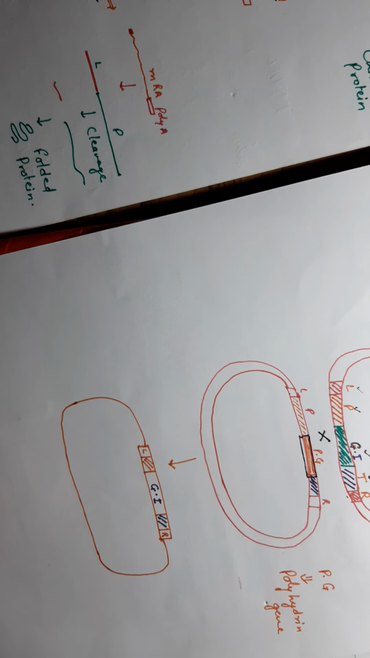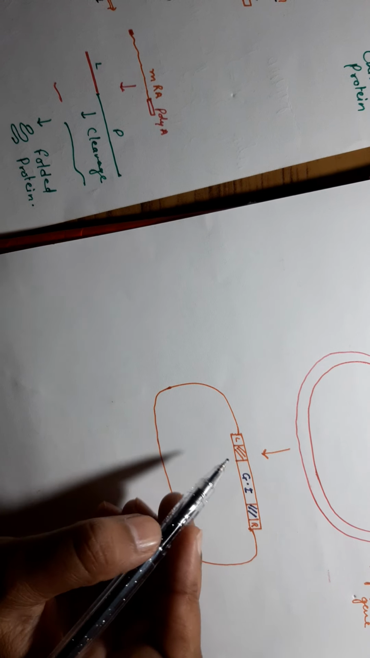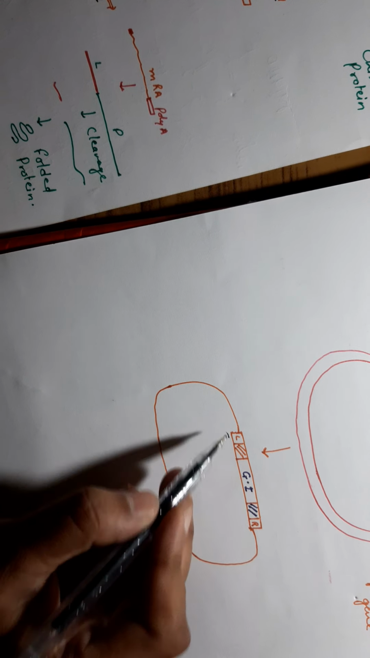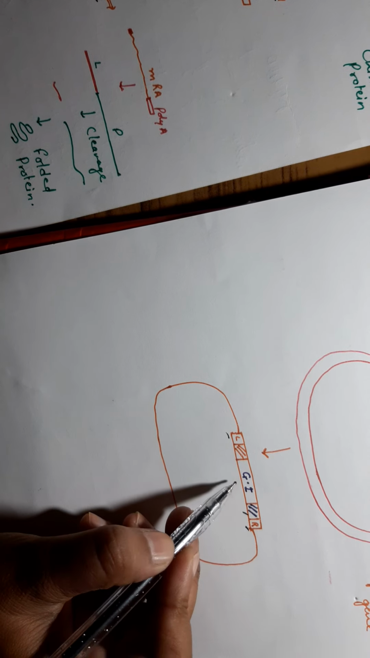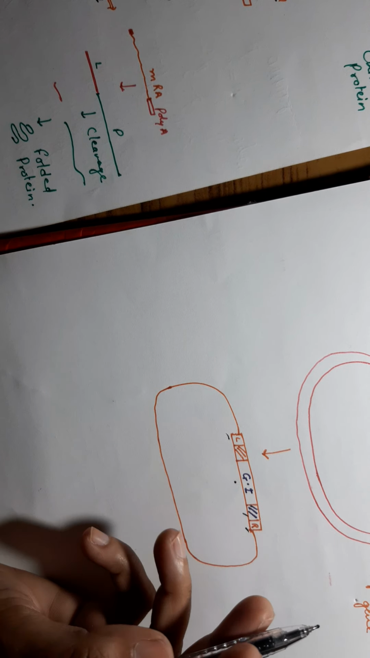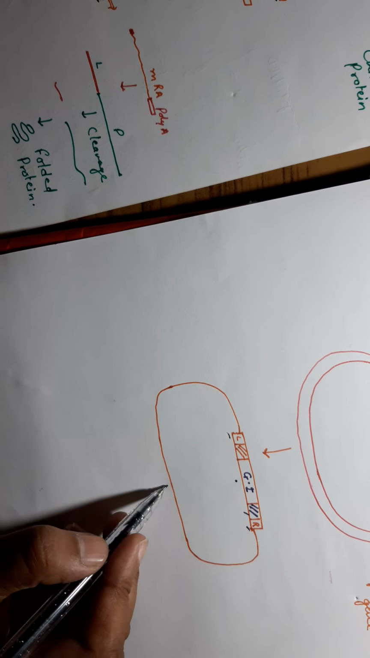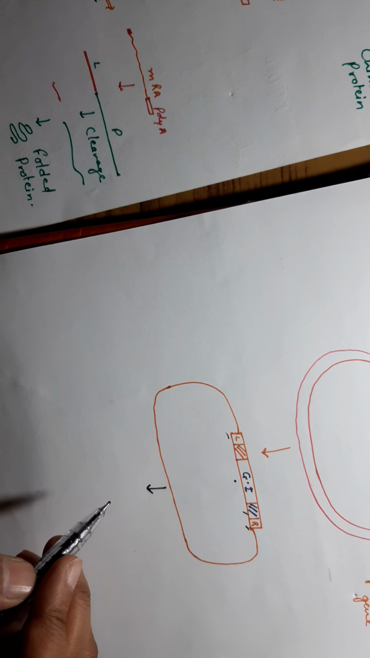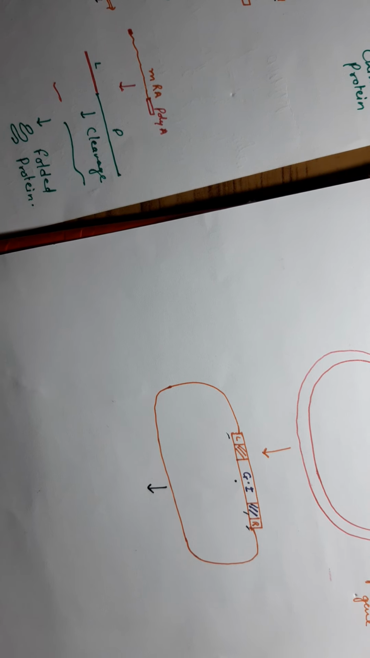So the resultant vector which is synthesized must have left border, right border, terminator, and gene of interest, and this gene of interest is inserted into baculovirus so as to produce our chimeric gene. We may also insert this vector into insect cells or E. coli so as to produce the chimeric protein.